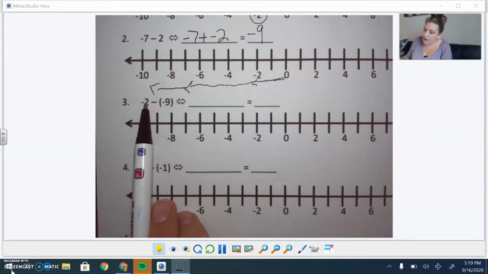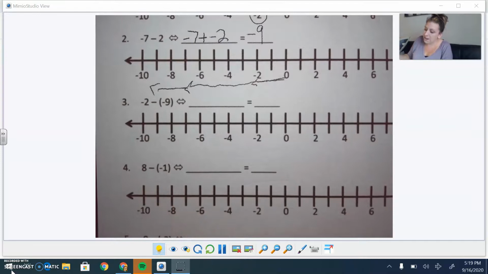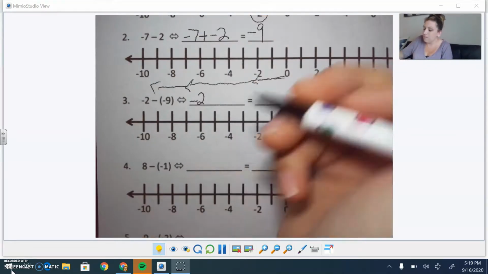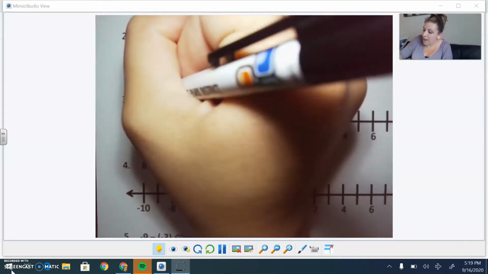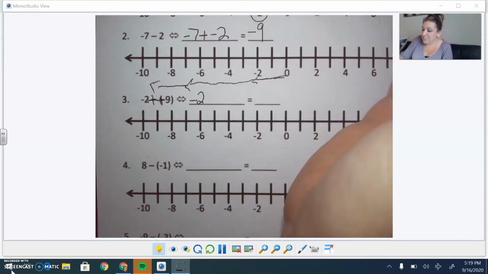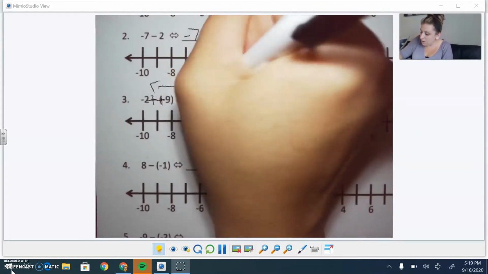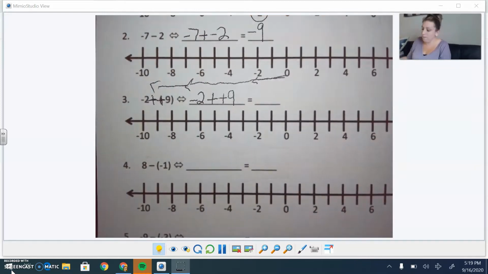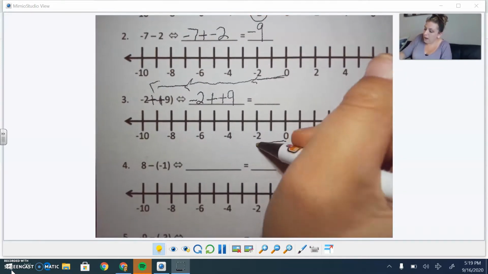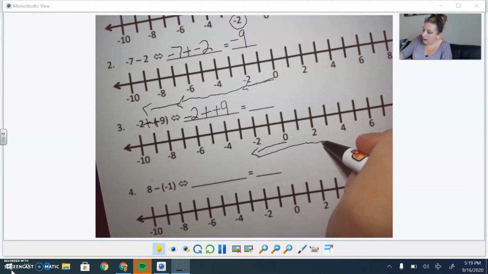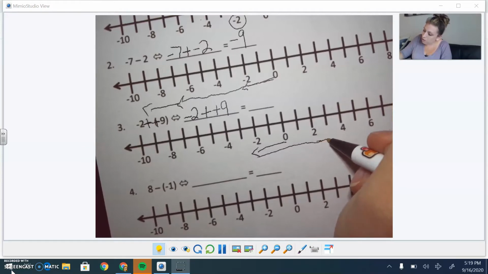This next one, we got negative 2 minus negative 9. Keep that first number the same. Always keep that first number the same. Then we need to add the opposite. So rather than minus negative 9, it actually just becomes plus a positive 9. Okay? So that means we go back 2 and forward 9, putting us over here at 7.